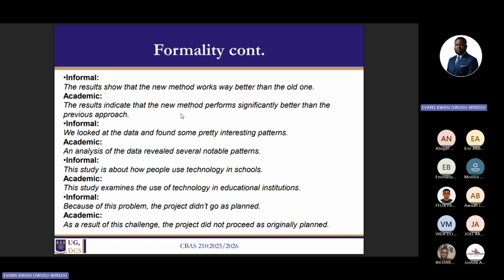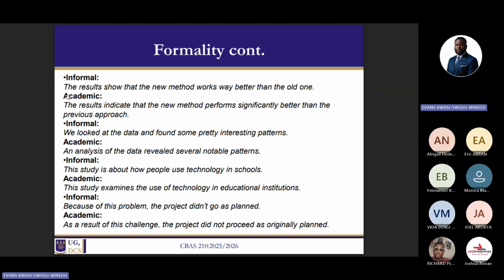So, indicate that the new method performs significantly better than the previous approach. You see that right away, it sounds like a professional who is writing. And so normally when you even tell AI to write these things in a professional manner, you realize that you can just submit a normal sentence and tell it to translate and then be playing around that. You get it, just to use it. We also have, we looked at the data and found some pretty interesting patterns, right?